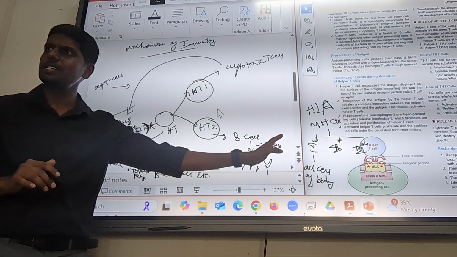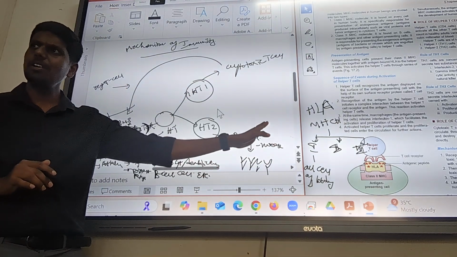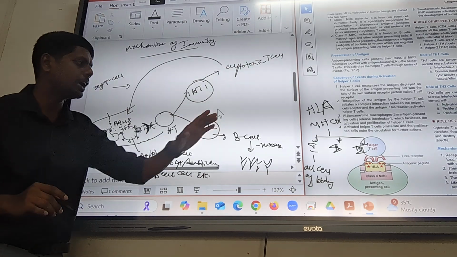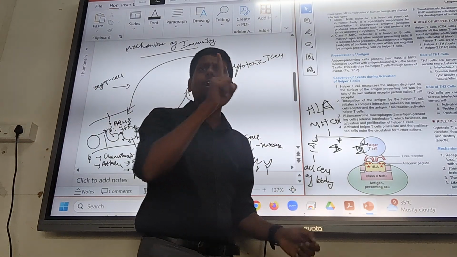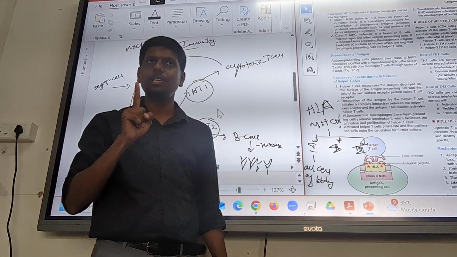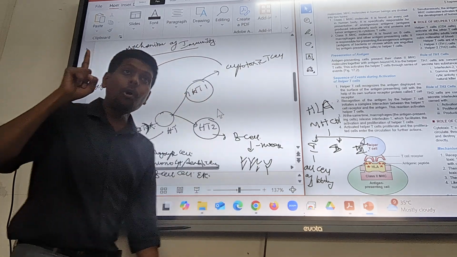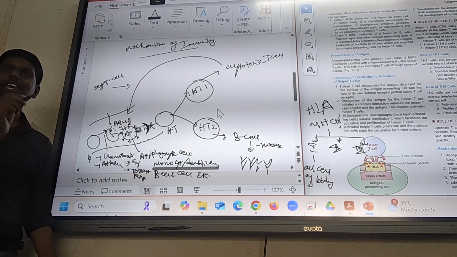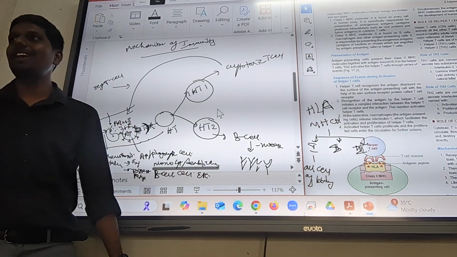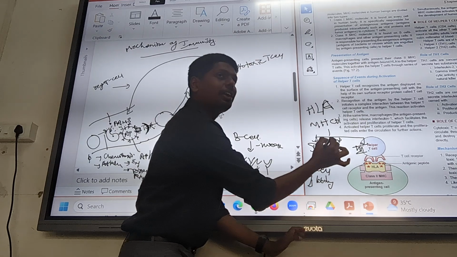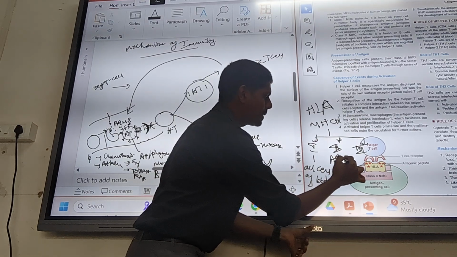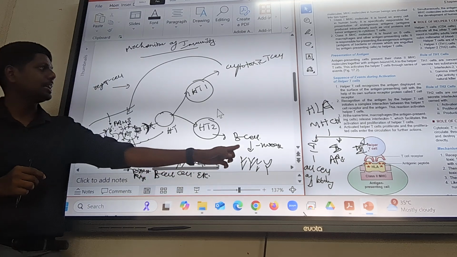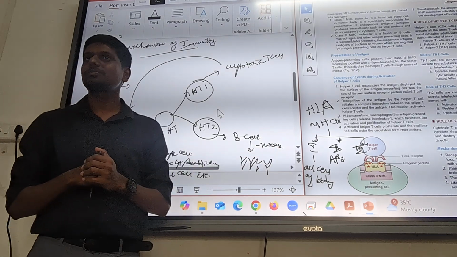Do you know what the HLA system is, by the way? You might know slightly, but not much. All our cells have HLA1, whereas only the antigen presenting cells, only APCs, have a different HLA. That is HLA2. Only antigen presenting cells have HLA2.